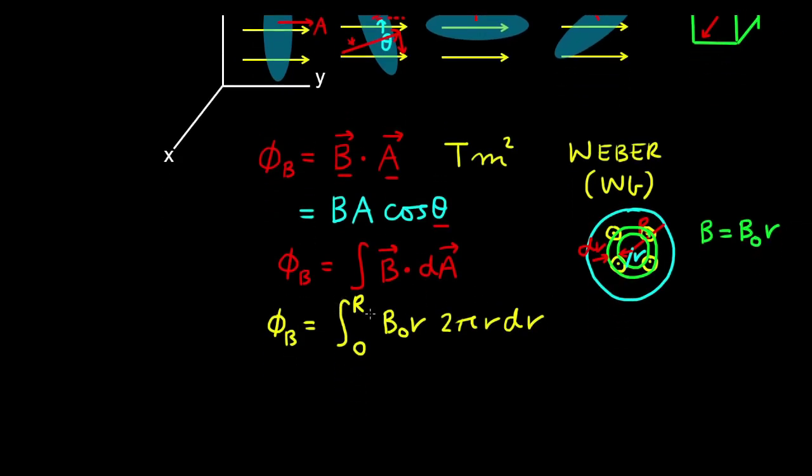So if you evaluate this integral, you're going to get 2 pi B naught as constants. And the integral evaluates to r cubed on 3, evaluated at 0 and r. So what we get is r cubed on 3.